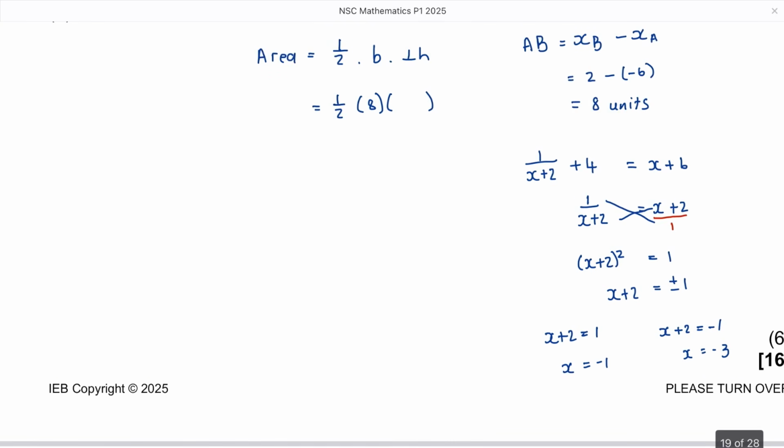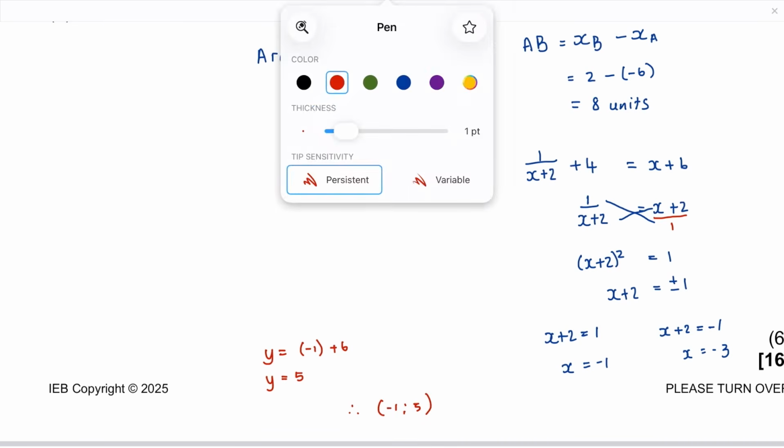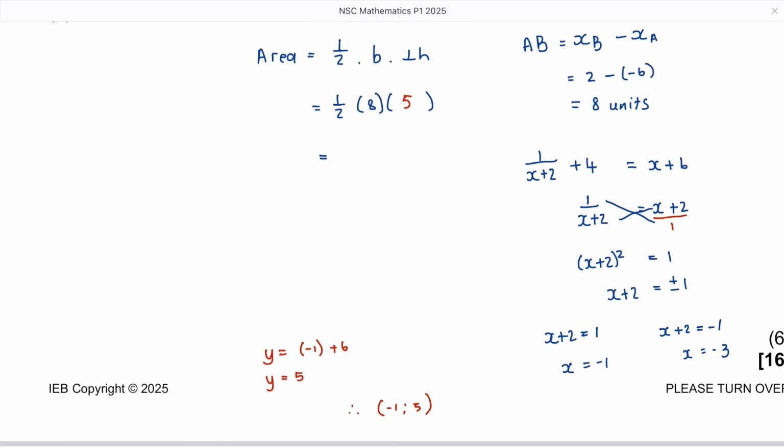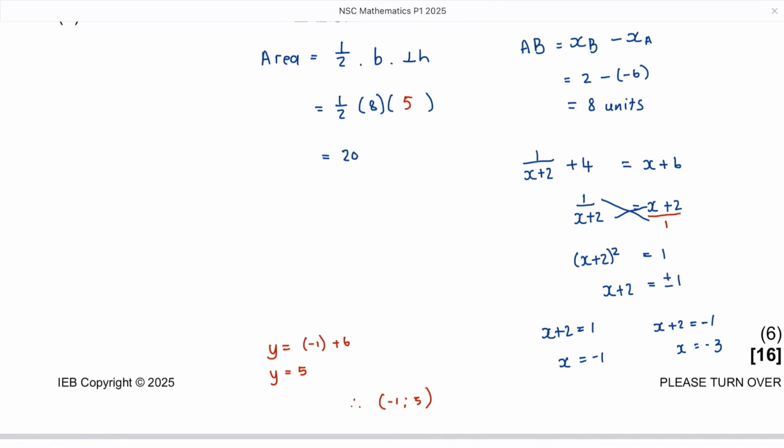To get the y value, I'm just going to do it to the side here. I'm going to take any of the two equations. The easiest one is the axis of symmetry. I'm going to substitute the -1 in place of x, and then I'm going to get the y value for coordinate C. So that means that C is (-1, 5), and that 5 is the perpendicular height of this triangle. So now if we multiply this out, we will get 20 units squared. And there we go, another question done.